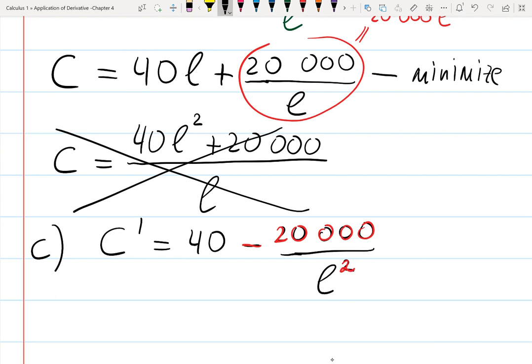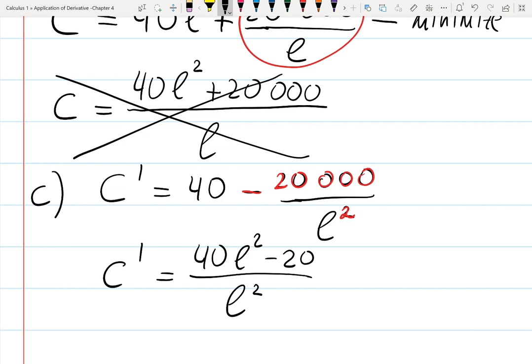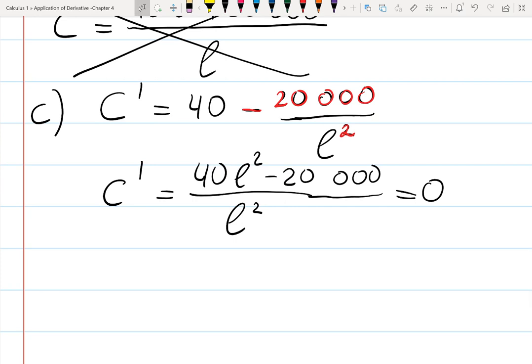And now, when you want to solve this for 0 in D and E, create a common denominator. That's what I wanted to say. Create a common denominator, which will be 40L squared minus 20 thousandths. This common denominator will allow you to avoid mistakes.